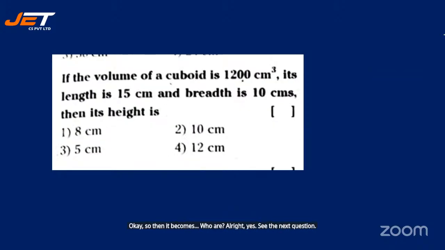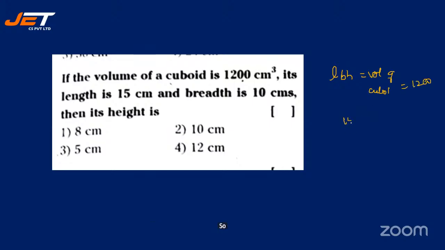See the next question. If the volume of a cuboid is 1200 centimeter cube, so what is the volume of the cuboid? Volume of the cuboid is nothing but length into breadth into height, isn't it? So length into breadth into height. So this is volume of cuboid. So they say that length into breadth into height is 1200.